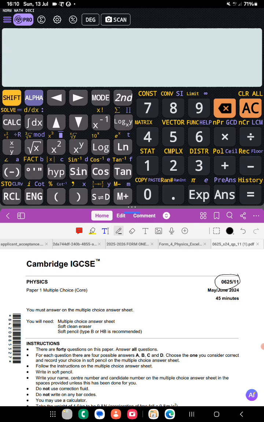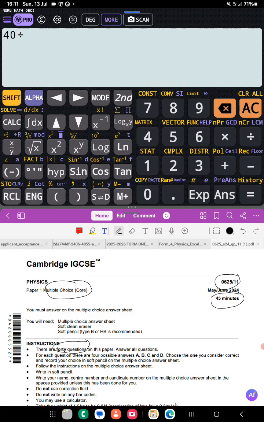All right. So just some preliminary information. This paper is to be done in 45 minutes. If you were to sit for this paper, it is usually 45 minutes long, and it's a multiple choice. Also take note that it contains 40 questions.